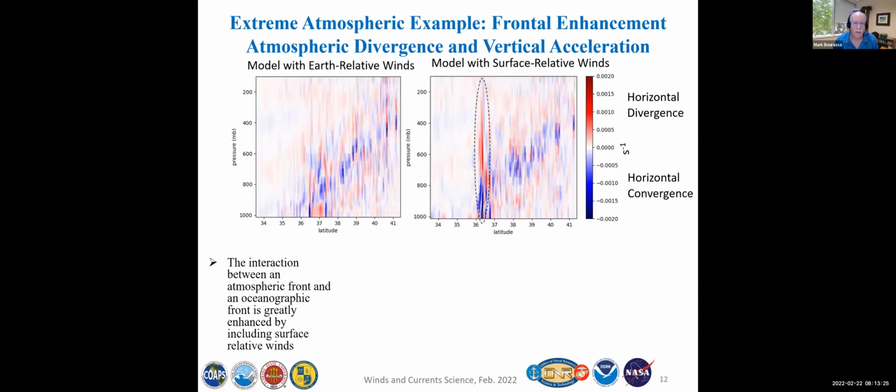So here's some atmospheric examples. This is an extreme case that I found fascinating. We have an atmospheric front passing over an oceanographic front. So it's frontal interaction in both ways. In the uncoupled model, or dynamically uncoupled model, we have this increased atmospheric convergence and divergence associated with the front trailing off to the north, which is what we expect, and this enhanced convergence and divergence leads to vertical motion over here. But in the coupled model, where the winds and the currents are coupled, it's dramatically stronger.